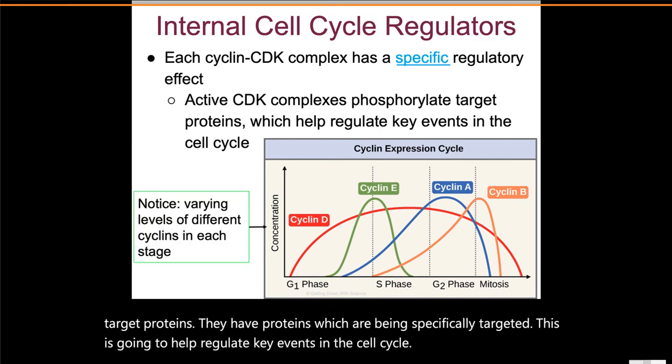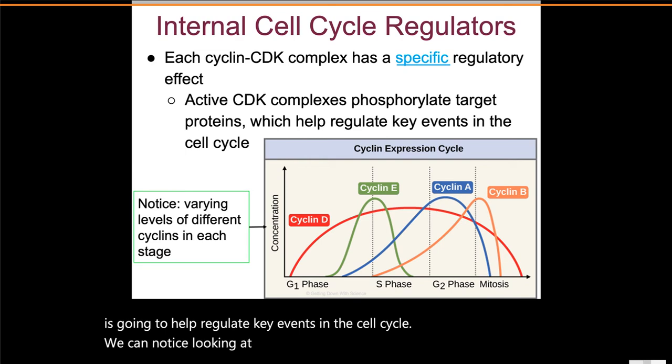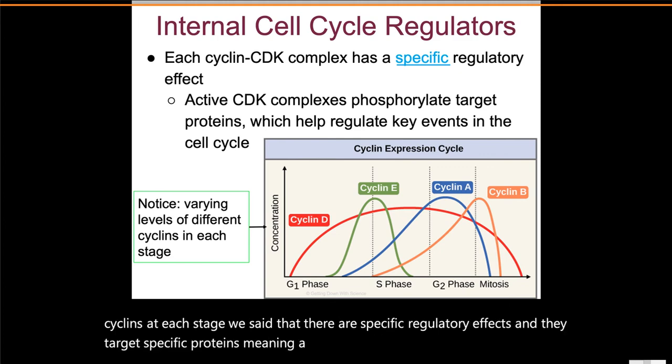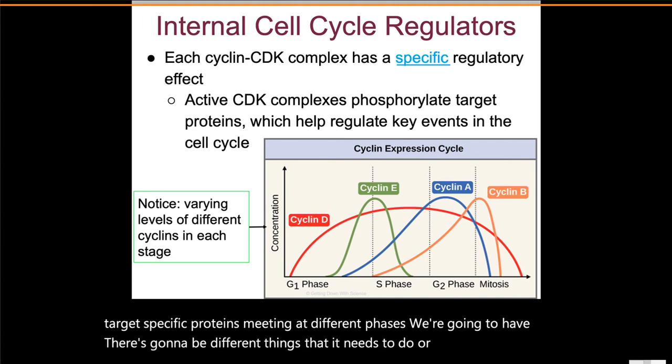We can notice looking at the image that there are varying levels of different cyclins at each stage. We said that there are specific regulatory effects and they target specific proteins, meaning at different phases there are going to be different things that it needs to do, or different proteins that it needs to phosphorylate.